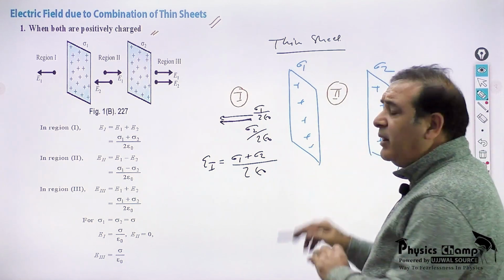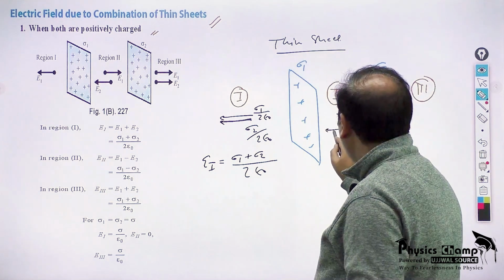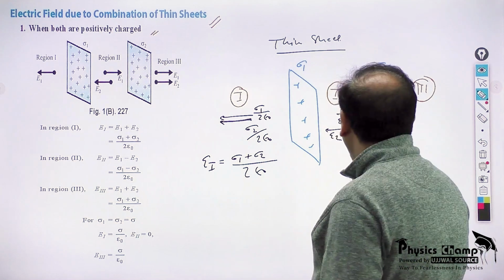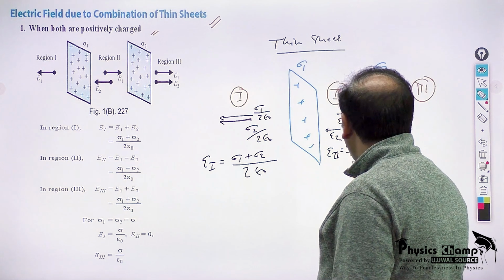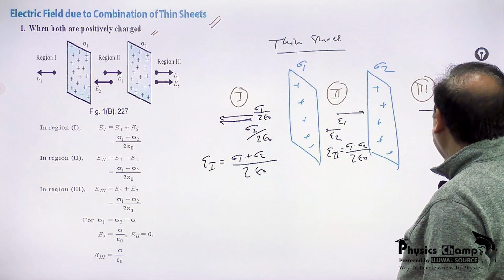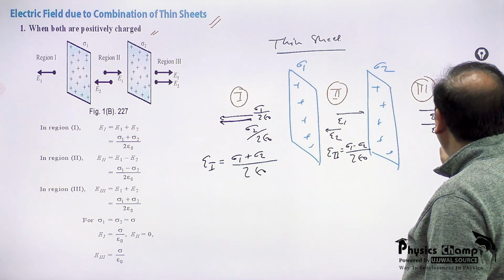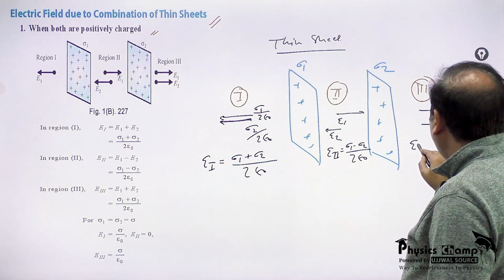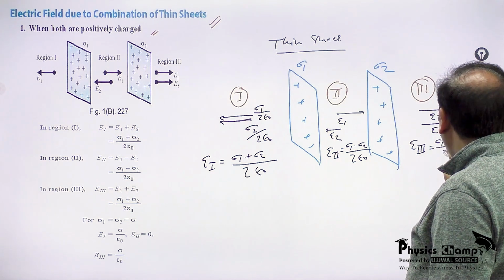Now what about the central region? One will provide here E1 and other will provide here E2. Whichever is bigger, if sigma 1 is bigger, then E net will be (sigma 1 minus sigma 2) by 2 epsilon naught. And in third region, due to E1 and E2, they will be in the same direction. So the net electric field in the region 3 would be (sigma 1 plus sigma 2) by 2 epsilon naught.